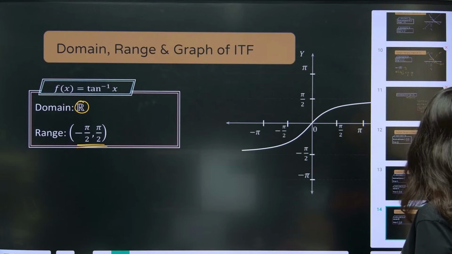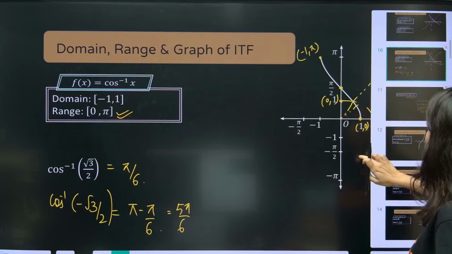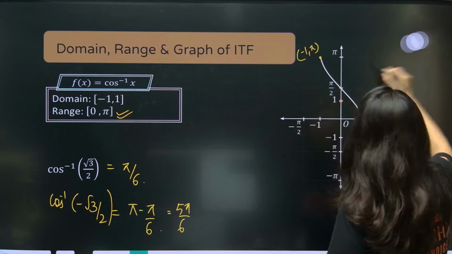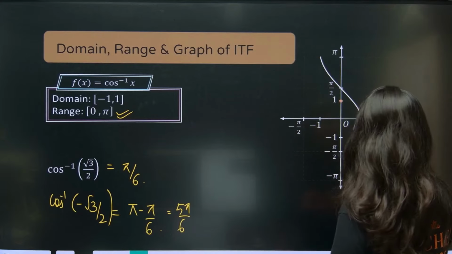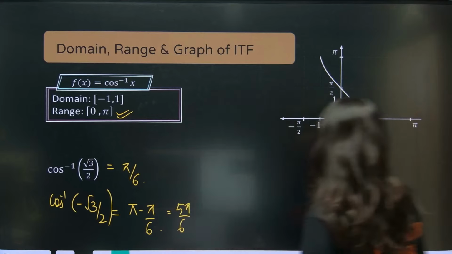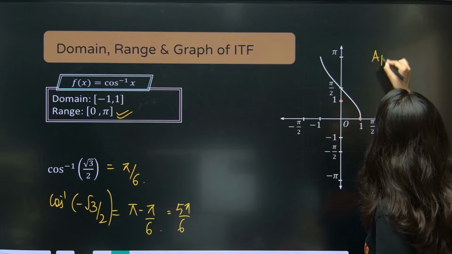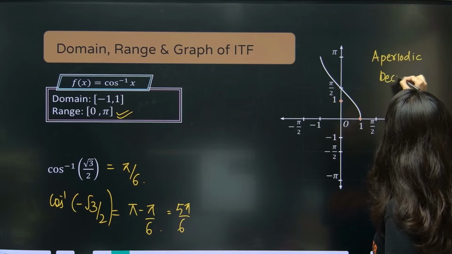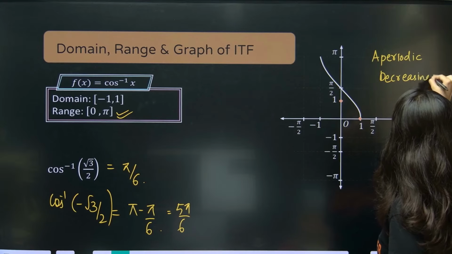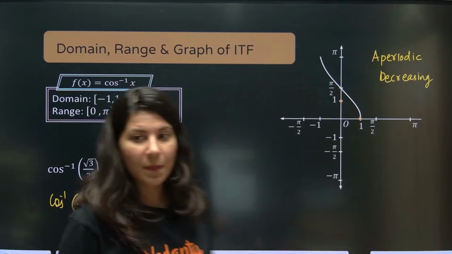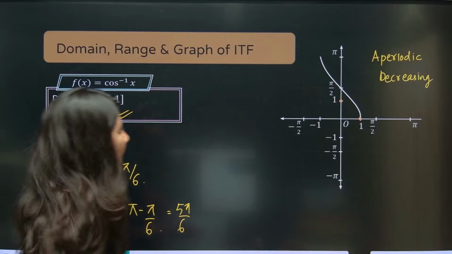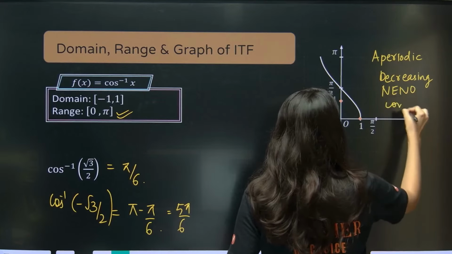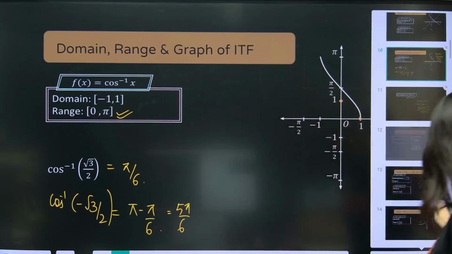Now tell me about cos inverse x also. If I go back, you have seen the cos inverse x graph. Can you just tell me its properties? I'll delete it because you already have that graph in this slide. Okay, just tell me. This graph is aperiodic. Aperiodic, yes. This is decreasing also. Cos inverse is a decreasing graph, by the way. And neither even nor odd, and continuous. What about the tan inverse graph?